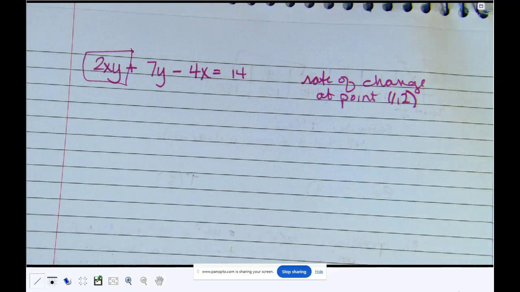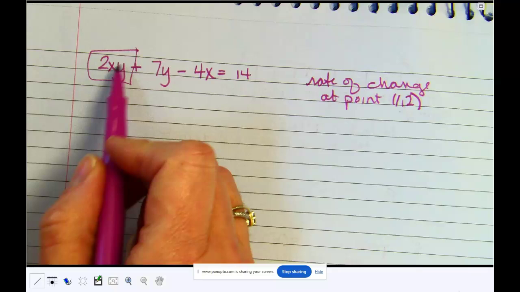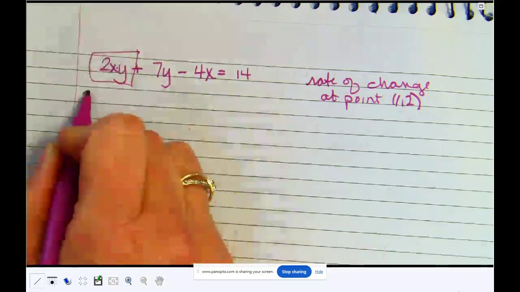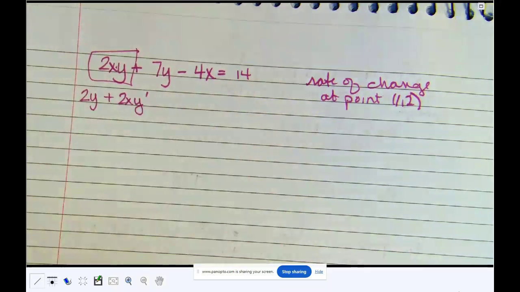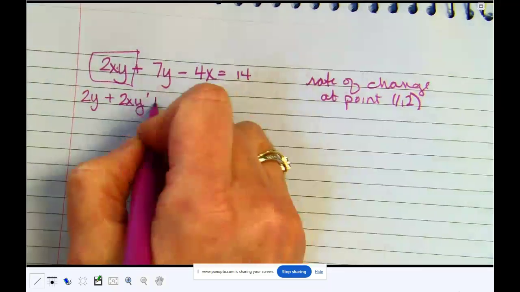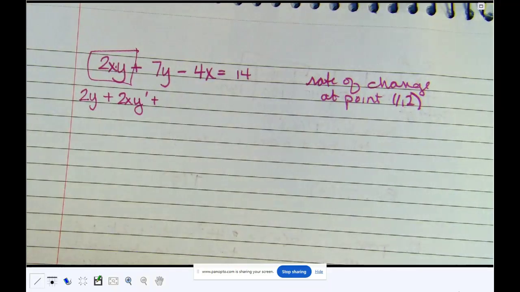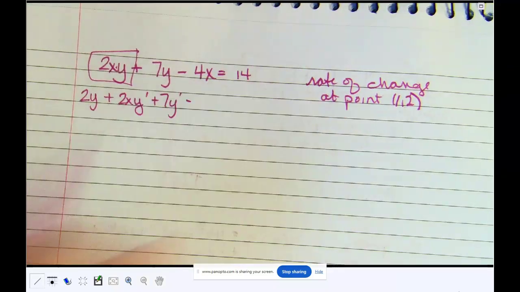Sorry, product rule, correct. Don't forget that, that's going to trash some of you. So the derivative of the first one is 2 times the second one plus the first piece. The derivative of the second piece is y prime. What's the derivative of 7y? 7y prime.